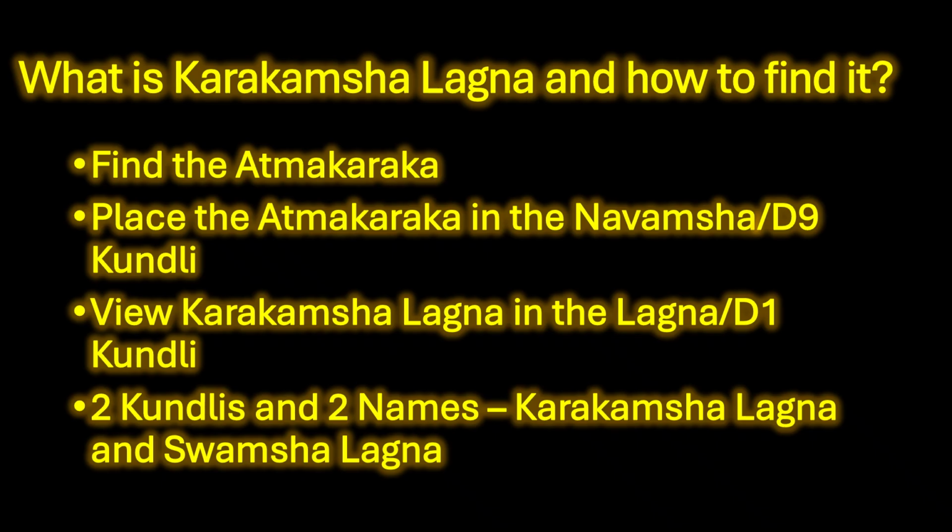So as I told you, you need to download two charts, your Lagna or your ascendant chart and your Navamsha chart, which is your D9 chart or the ninth divisional chart. Now, if you're having both of these charts in front of you, once you find the planet, which is your Atma Karka, now move to the Navamsha chart, the D9 or the ninth divisional chart. See which sign the Atma Karka occupies here. That sign is called the Karakamsa Lagna. Okay?